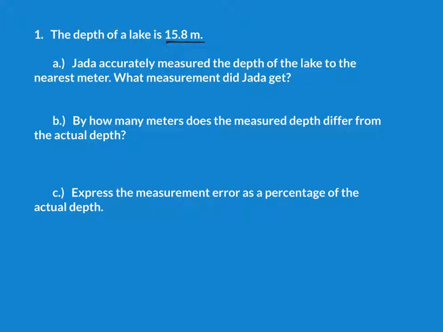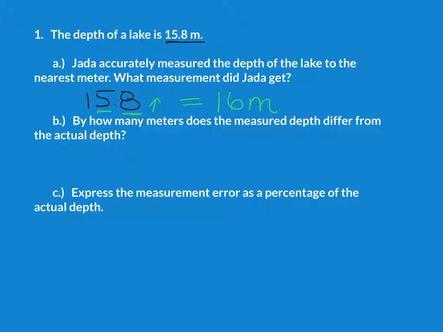So if it actually is 15.8, and it's the nearest meter, that means that it needs to be in this place. So of course we look at the 8. The 8 is greater than 5, so that means we round up. So the 15 turns into 16 meters.